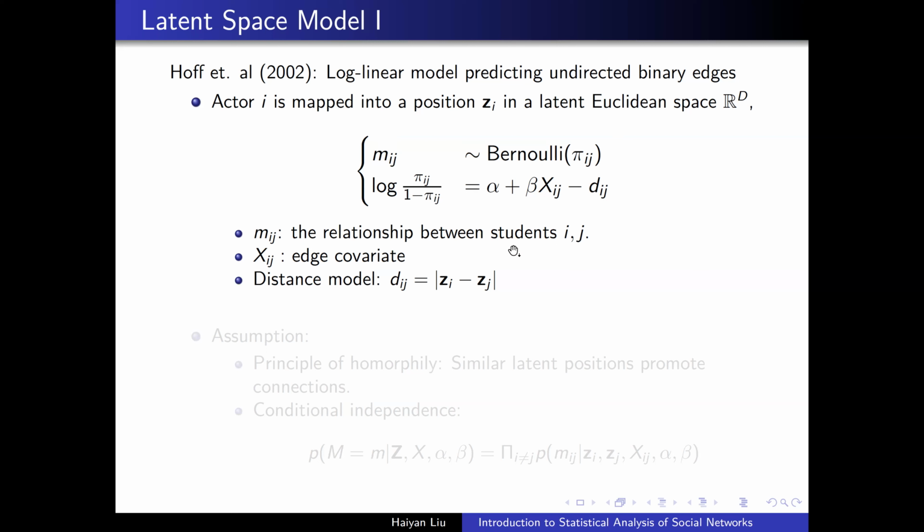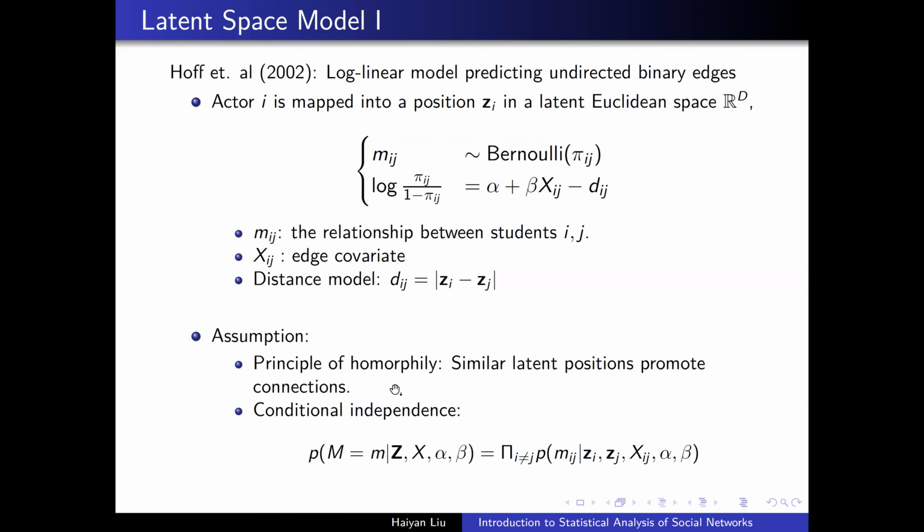So the latent space model actually assumes the principle of homophily. The principle of homophily states that similar latent positions promote connections. So if two students stay closer in the latent space, they share similar latent positions and have a higher chance to connect. That's the first assumption.